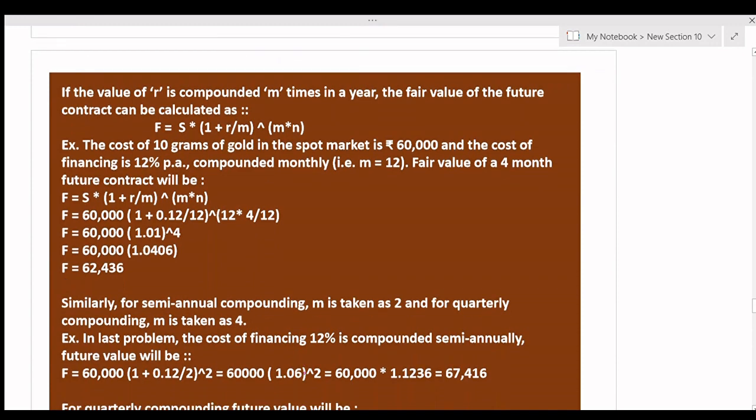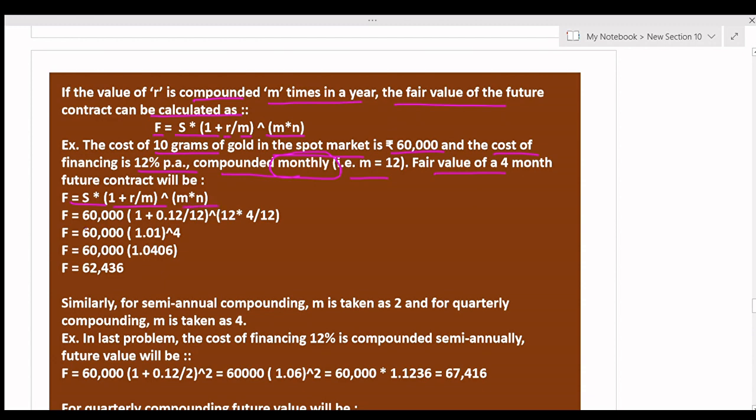If the value of R, that is the carrying cost, is an interest rate compounded m times in a year, the fair value of the future contract can be calculated as F equal to S into 1 plus R by M to the power M into N. For example, if the cost of 10 grams of gold in the spot market is rupees 60,000 and the cost of financing is 12% per annum, compounded monthly, you notice here monthly, that is M equal to 12, the fair value of a 4-month future contract will be F equal to S into 1 plus R by M to the power M into N.